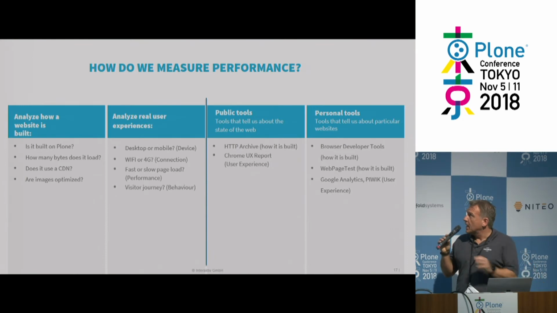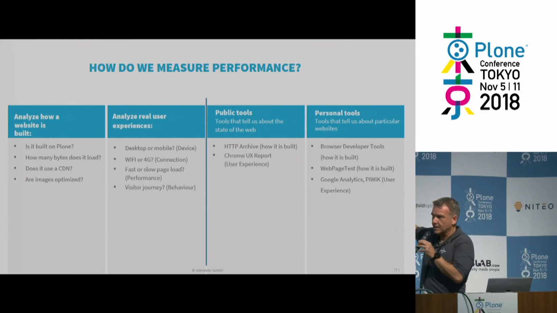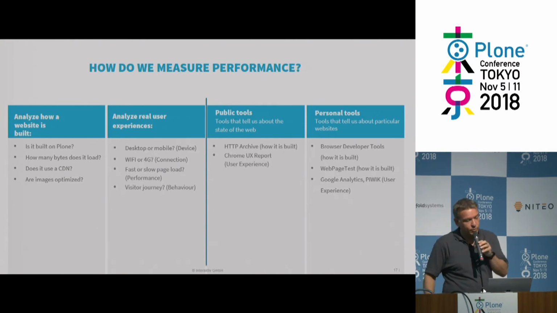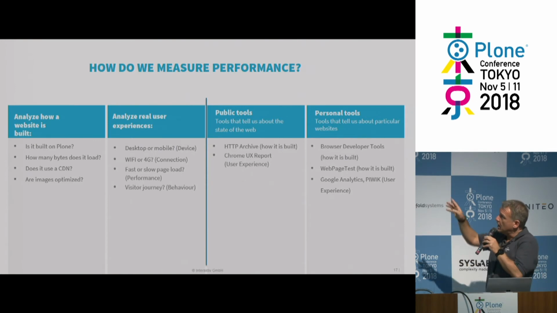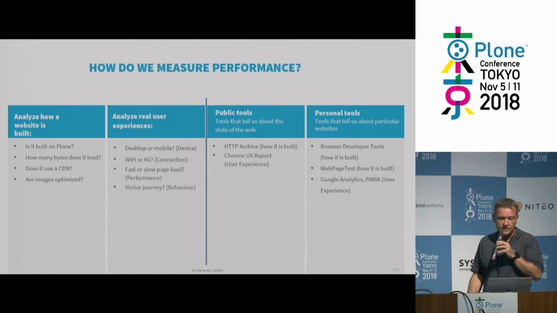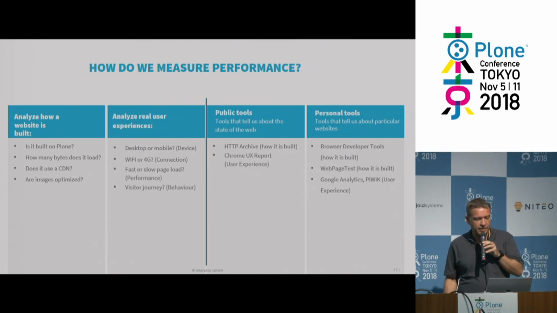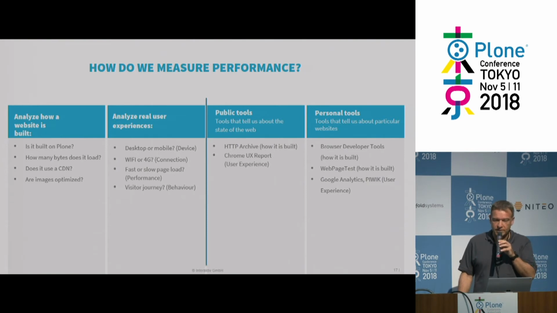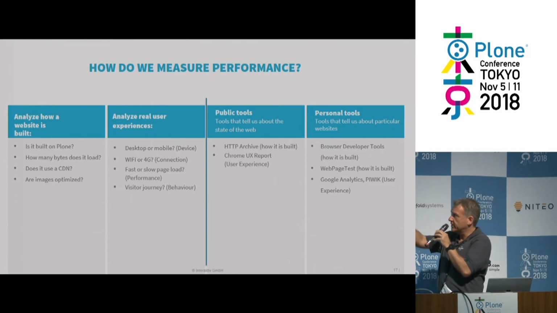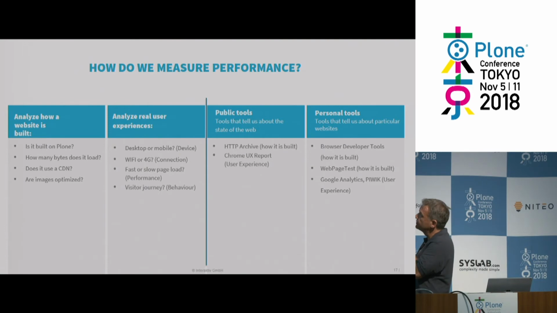And then on the right side, you see a couple of tools we could use to measure performance. By far, that's not everything we could use, but it's just some things we used now for this experiment, for this analysis we did for Plone. So on the one hand, you have public tools, notably the HTTP archive. There you see how websites are built. And then the Chrome UX report. That's more about the user experience questions I just mentioned.